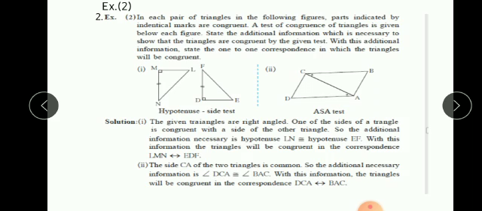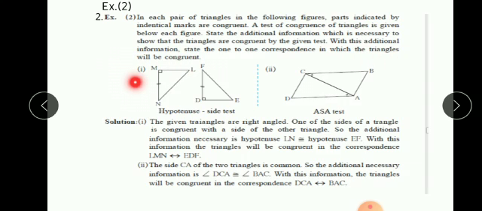Children, open page 85 and read example 2. In each pair of triangles in the following figures, parts indicated by identical marks are congruent. A test of congruence of triangles is given below each figure. State the additional information which is necessary to show that triangles are congruent by the given test. Here one additional information is not shown by the identical marks, that we have to find. With this additional information, state the one-to-one correspondence also, in which the triangles will be congruent.